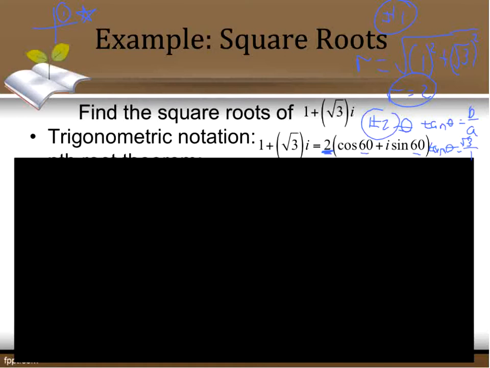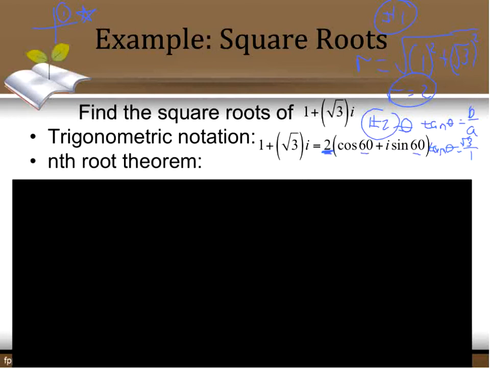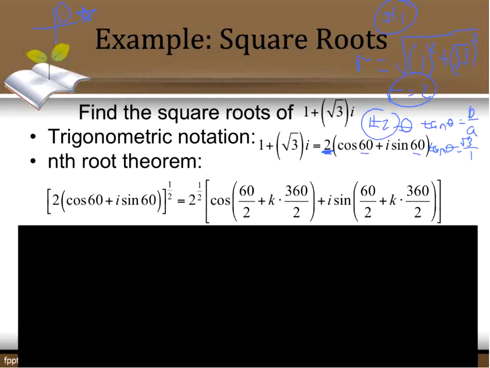Excellent. Okay. Next step. Now we have to use the nth root theorem. So it's just plugging and chugging into this new theorem here. So let me give you just a minute to write that down and then we'll go over the pieces of the puzzle here, okay? Just let me know when you have that on your paper.